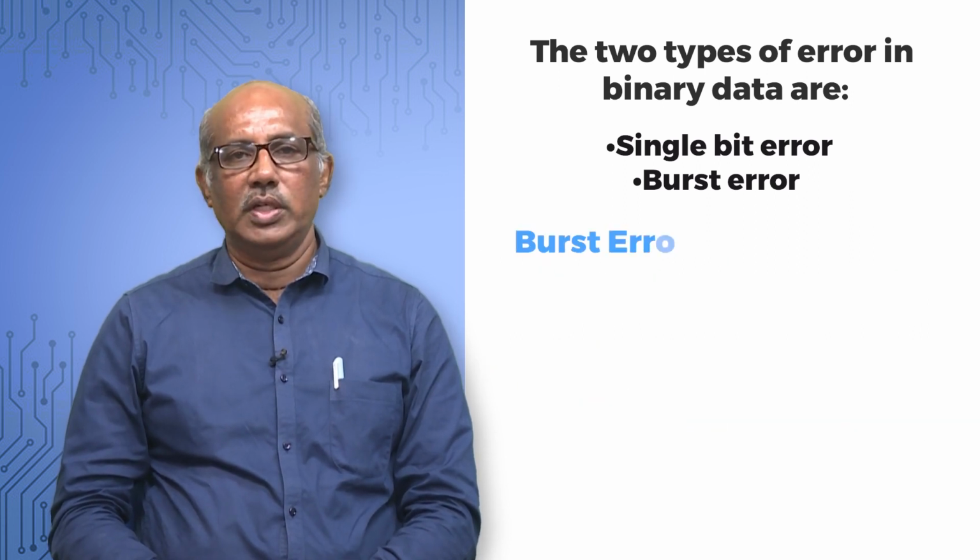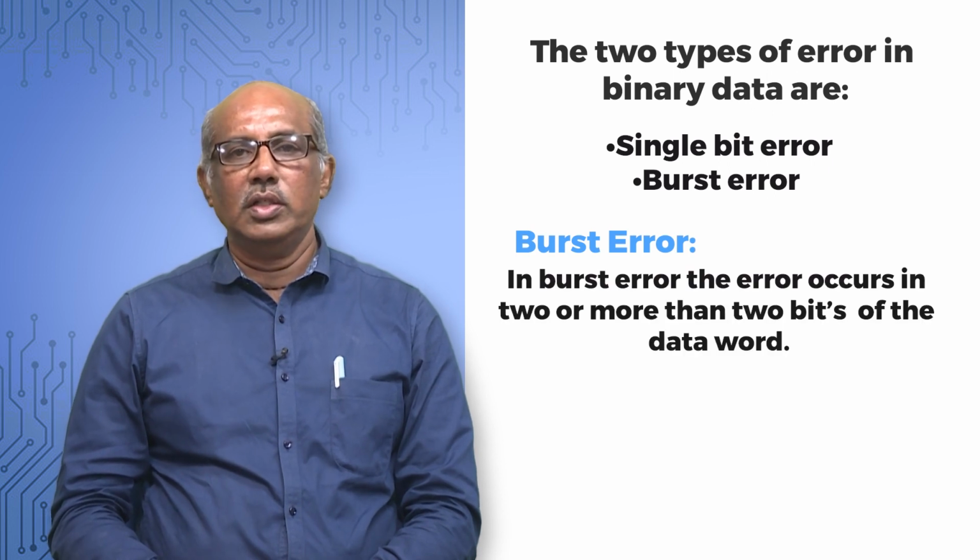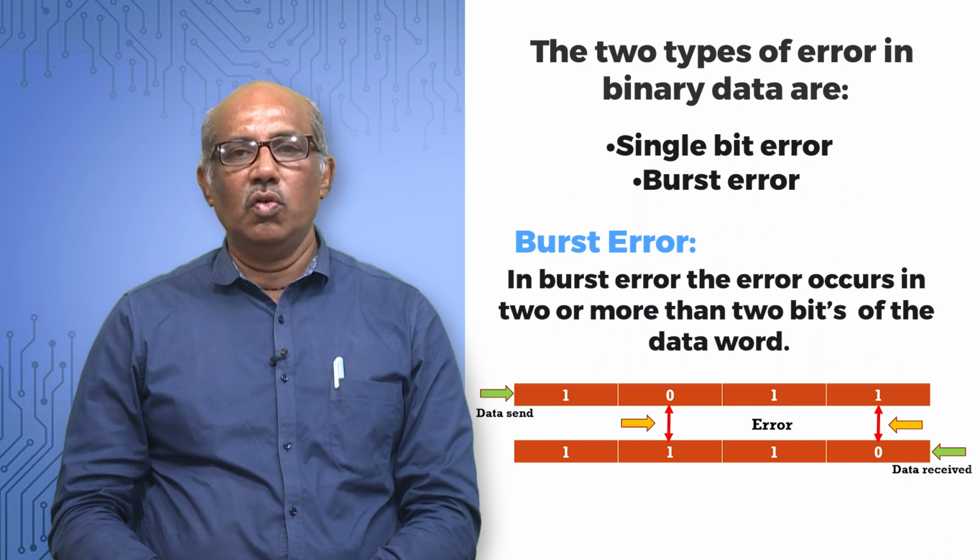Now, we will move on to the burst error. In burst error, the error occurs in 2 or more than 2 bits of the data word. Again as an example, we can see a data word 1011, and in 2 bit positions the data which has been sent is 1011 and the data which we receive is 110. That means the 0, as seen by the arrow, has changed to 1, and the least significant bit, that is 1, has changed to 0. So, at the receiving end we get a data word as 110.